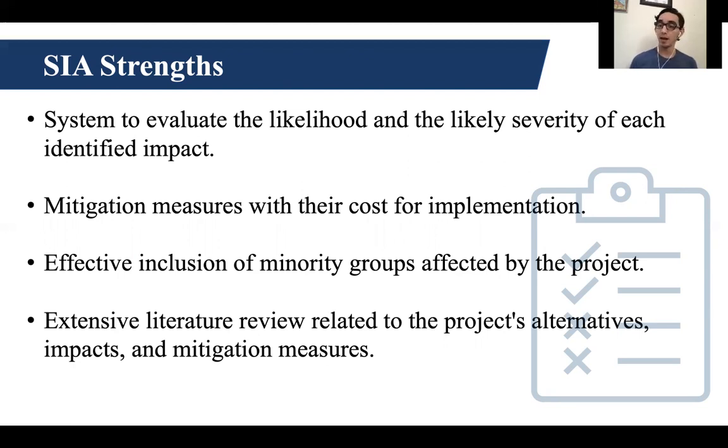They describe which groups they have been interacting with and have been participating with them. An extensive literature review related to the project's alternative impacts and mitigation measures is provided, and it's really complete. You are able to understand every single alternative impact and mitigation measure and where the thought process is coming from for all of these elements.